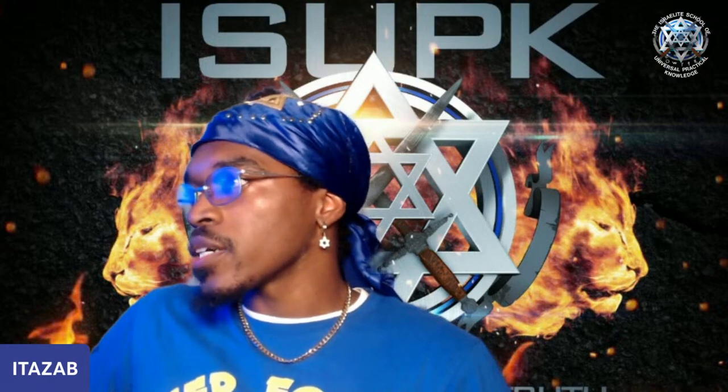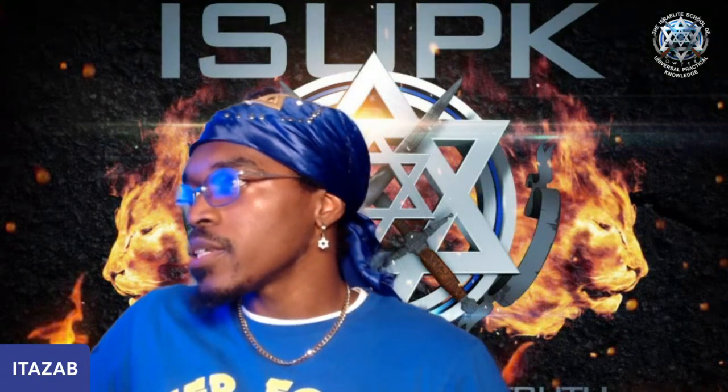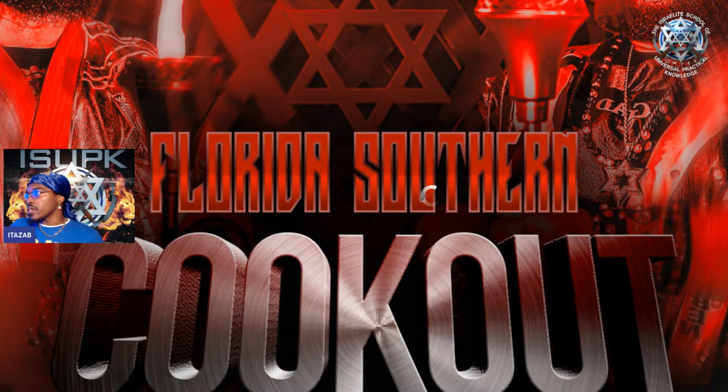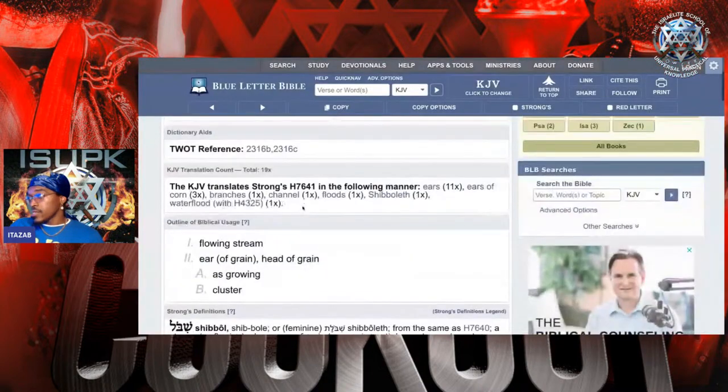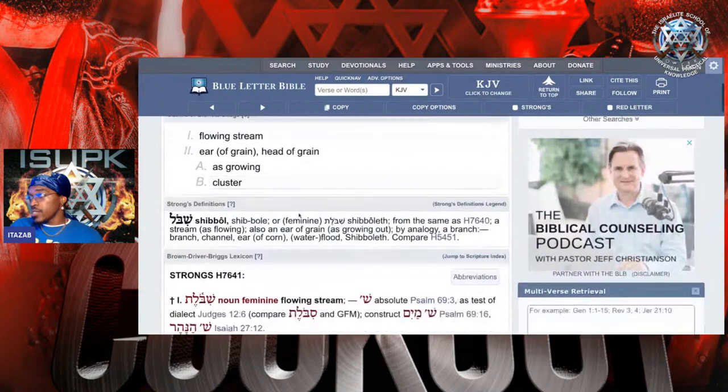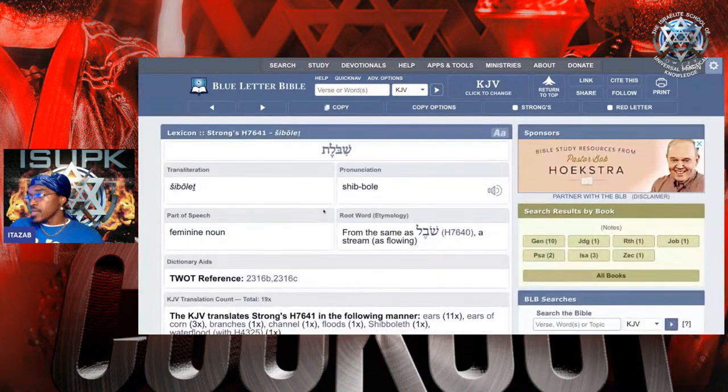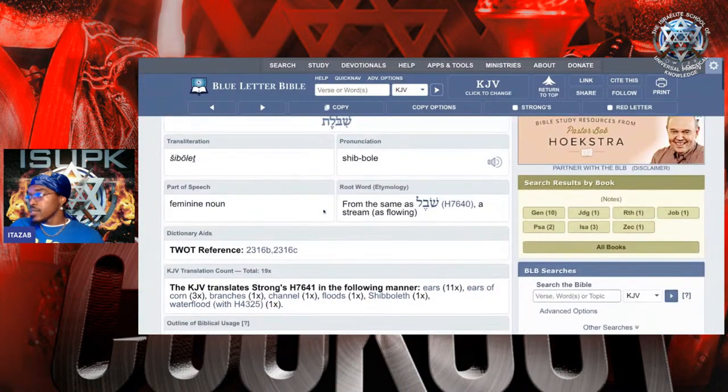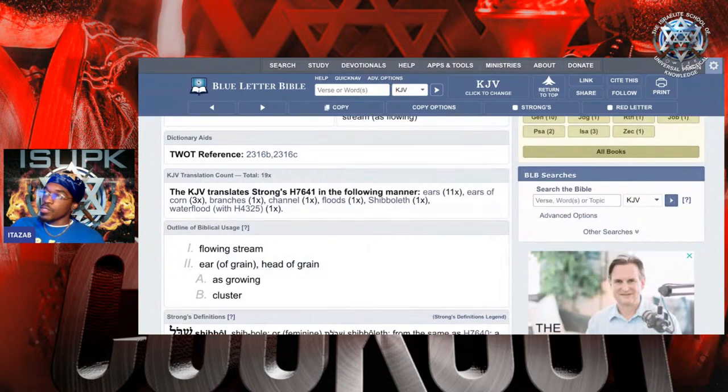So, let's see. Oh, I don't think you could see what I was pointing at, man. Dang. Well, here's what I was talking about. This is Shabbalah. All right, Shabbalah. It means flowing stream, ear of grain, head of grain, as growing cluster.